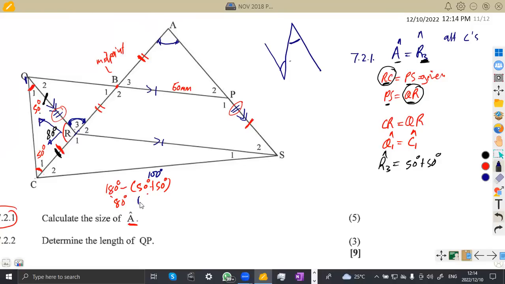To find R3, we are going to subtract now from 180, because we know that angles on a straight line add up to 180. So it's going to be 180 minus 80, which is 100 degrees. As you can see, angle R3 is the same as the one that you obtain from adding 50 plus 50, which is 100 degrees. So if R3 at this point here is equivalent to 100 degrees, it means A is also equivalent to 100 degrees from the alternate angles concept. So therefore, angle A is also going to be 100 degrees.